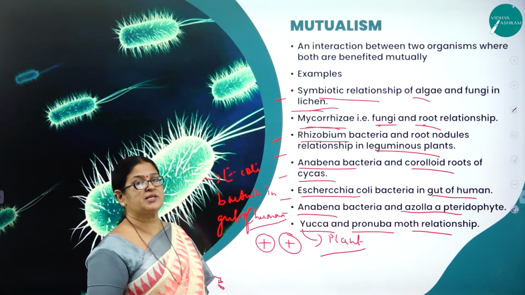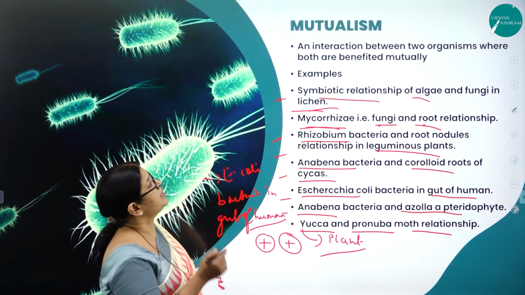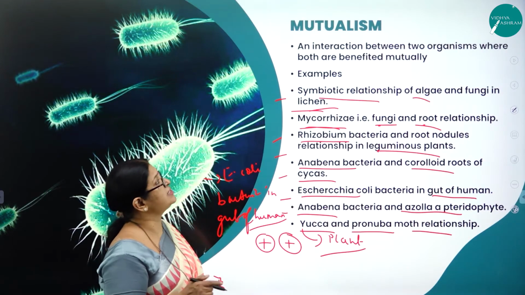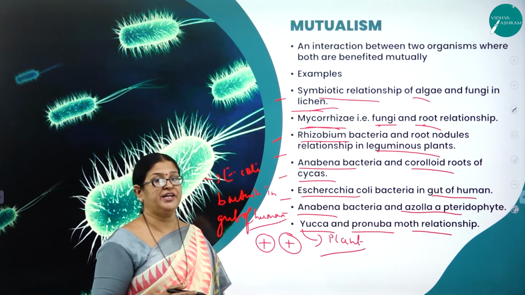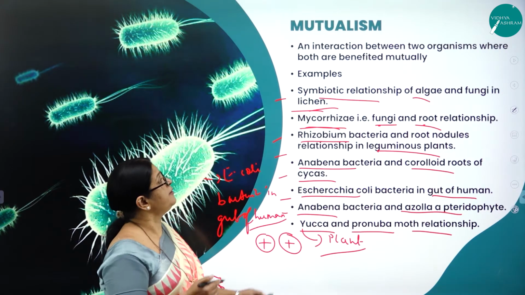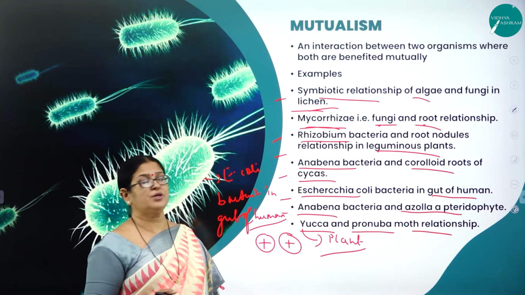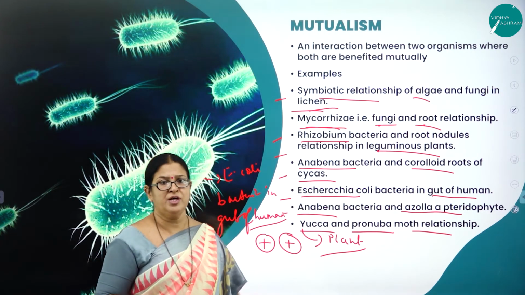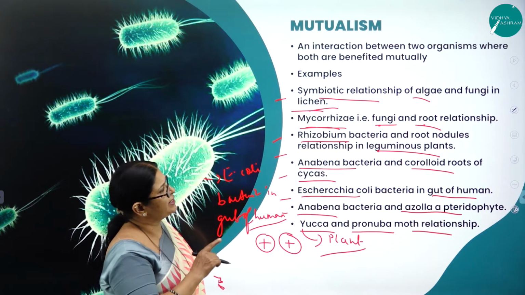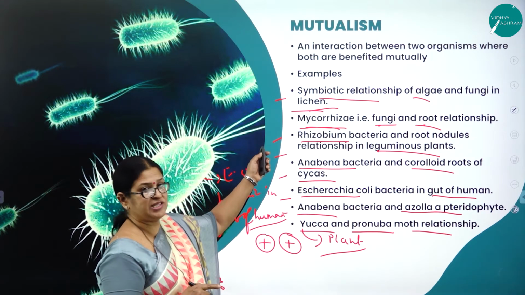So here, what are the examples you are going to give for mutualism? An interaction between two organisms where both are benefited mutually. So plus plus here. And what are the examples you are going to give? A good number of examples are given for mutualism. So symbiotic relationship, algae and fungi in lichen.